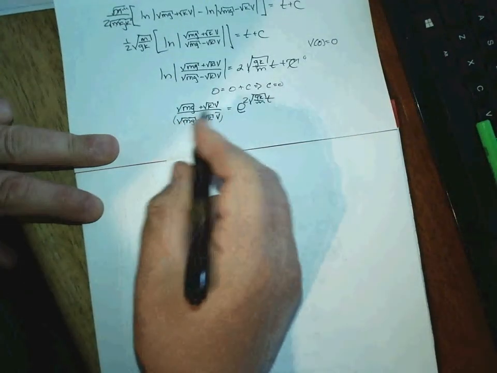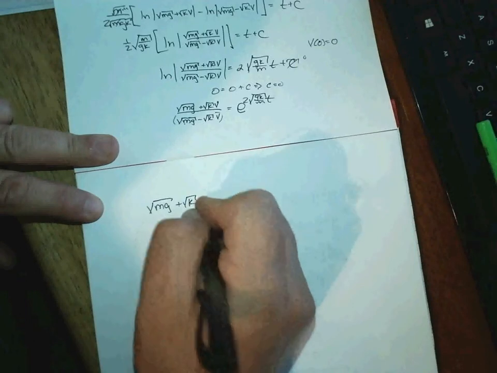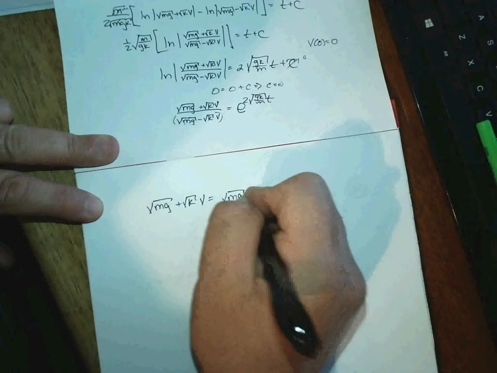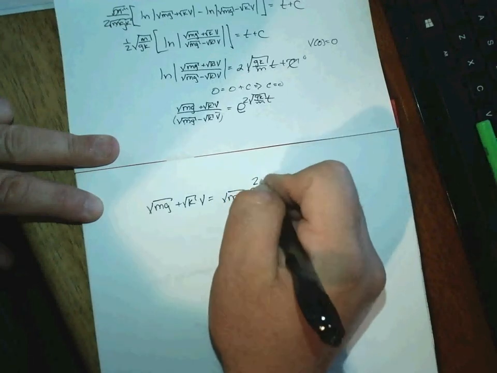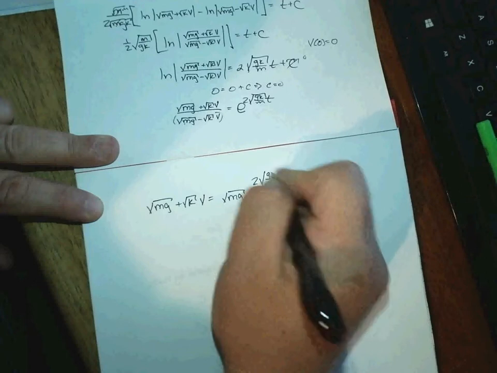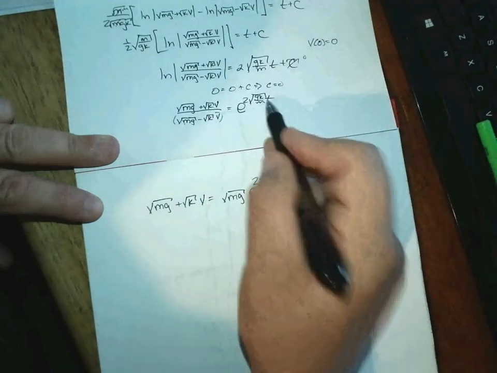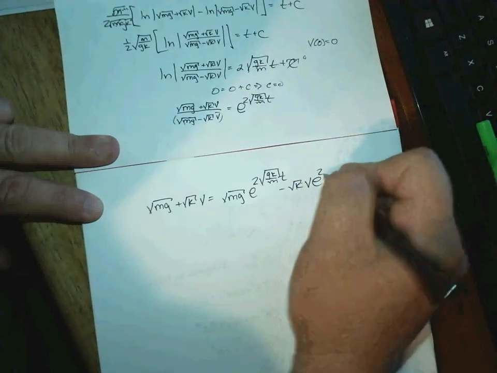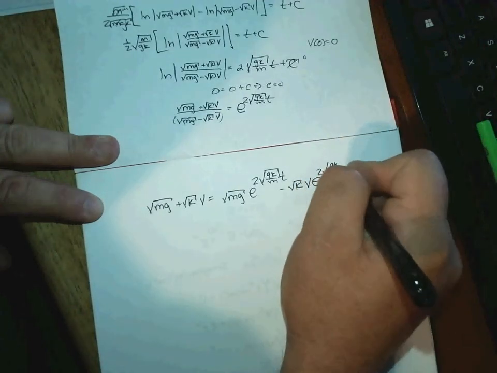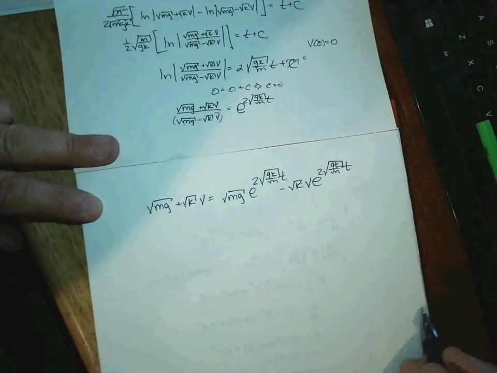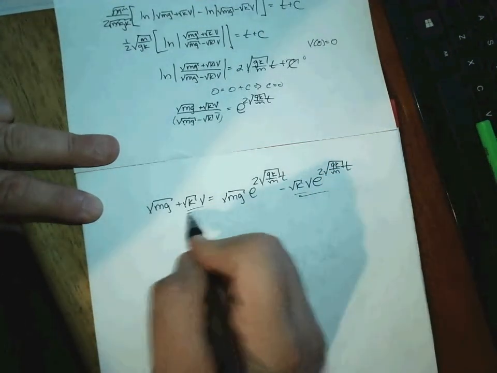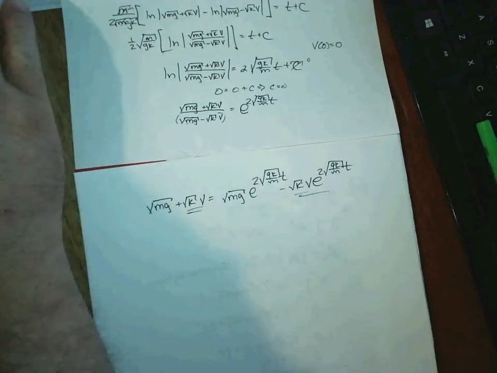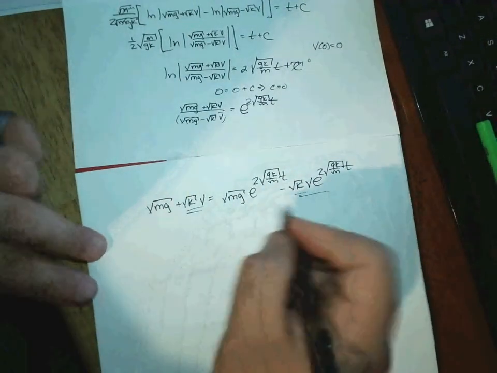Multiplying both sides by root mg minus root k times v, we get the numerator here equals this times the denominator. And then this times this. Now this term has a v, and this term has a v. Let's put those together.